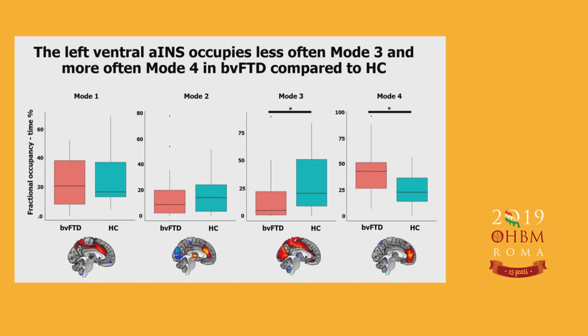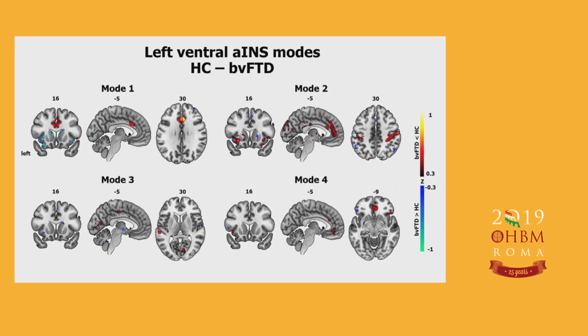And while the time spent in this single opercular system and this anti-correlated primary sensory system did not differ between the two groups, we found that patients spend significantly less time in this hypercorrelated primary sensory mode and spend more time in this ventral salience network mode.